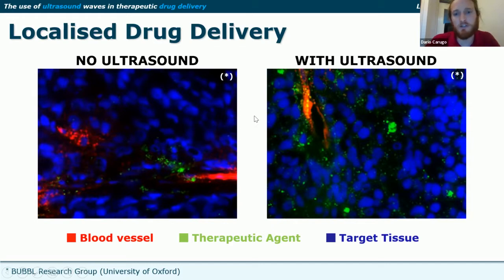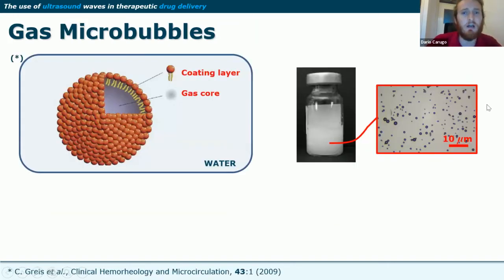So I mentioned these ultrasound sensitive particles. Let's now look at which type of particles are normally used in these applications. The most common one is represented by gas microbubbles. These are spherical particles with a gaseous core, which is stabilized by a coating layer.